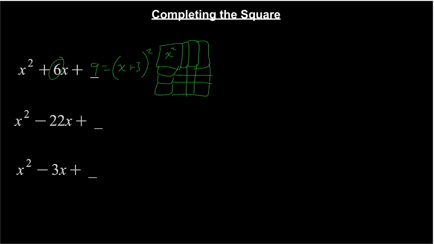So let's look at the second example. We start with 22. So we take that 22, divide by 2. So 22 divided by 2 is 11. All right, so now that we've got 11, we're going to go ahead and square that. 11 squared is 121. So x squared minus 22x plus 121 is equal to the quantity x minus 11 squared.